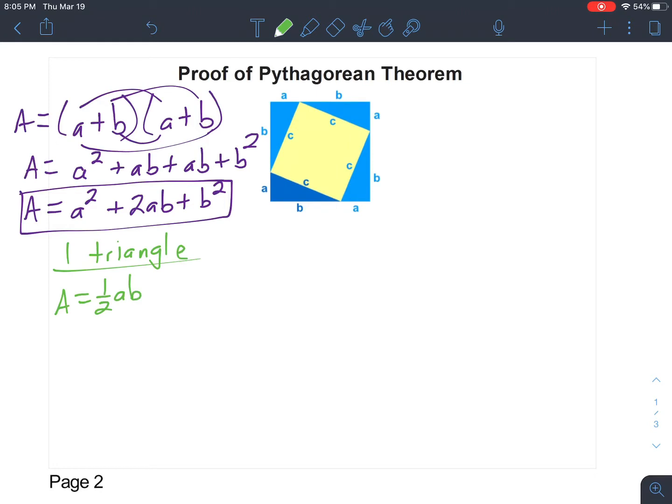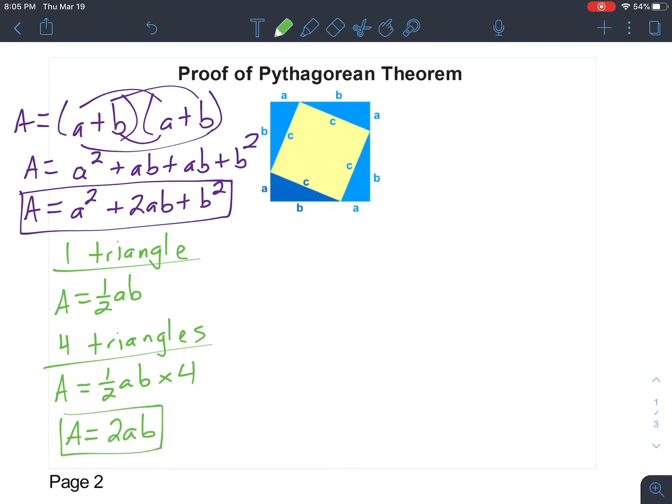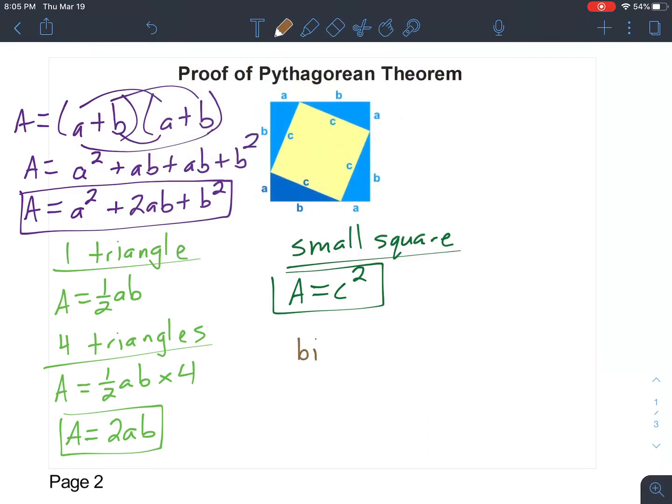So for one triangle, that is 1/2 times the base times the height, so it's going to be 1/2 ab. But we have four triangles, so we just need to multiply that by 4. So 1/2 times 4 means that we're going to get 2ab. I'm going to draw a box around there just so I remember to go back to that later. Now we need the area of the small square, and that part is going to be very simple for us because both of the sides are c. So for that it's just c squared.